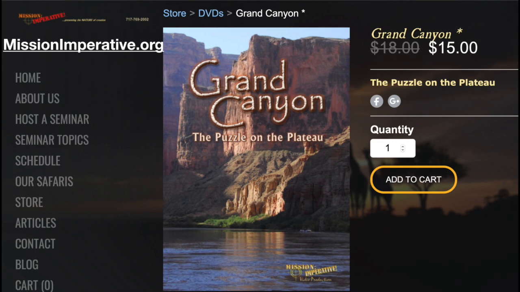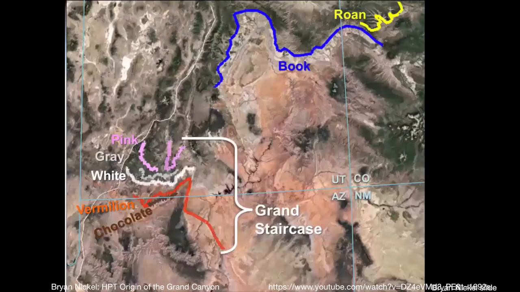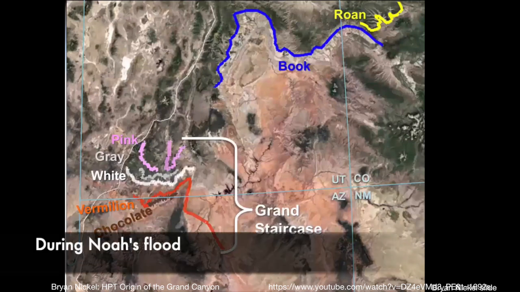And if you want to see more of that Grand Circle stuff, you go to missionimperative.org and watch the Grand Canyon, the puzzle on the plateau. Mike Snavely does a really good job with that. Plus he talks about the Grand Staircase, which I think got eroded away during the flood with these big waves cutting and moving all that. Okay, so let's take a look at these lakes.